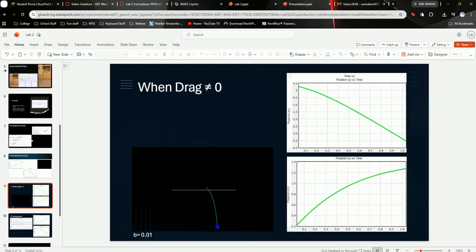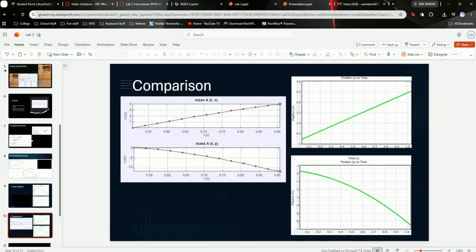Now, when drag is not equal to 0, or equal to 0.01 in my case, you can already see that the ball's speed of falling is decreased in its flight. The position-time graph for the y appears to be downwards and constant, whereas before it was downwards and increasing, and then the position-time graph for the x value is upwards and increasing at a slower rate as it continues, whereas before it was constant.